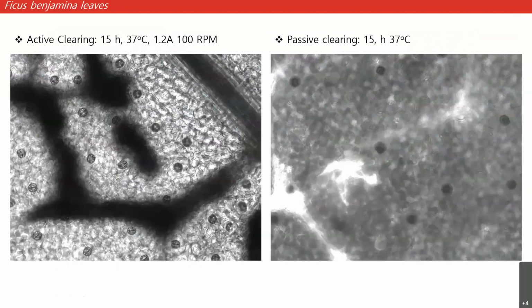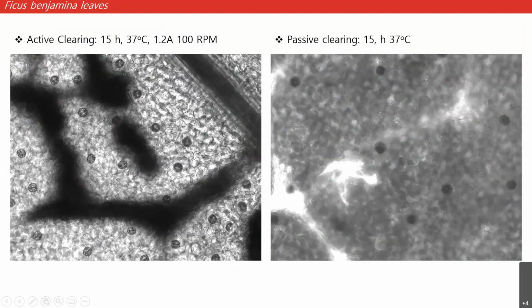Now, with regards to comparing, what does the X Clarity do for you? And it is simply a matter of time. And so it will greatly speed up your clearing process. So for example, what we have here are some ficus leaves. On the left-hand side, we see that this has been actively cleared. So in other words, we have run the current through the chamber. And this was done at 15 hours for 37 degrees at 1.2 amps and 100 RPM.